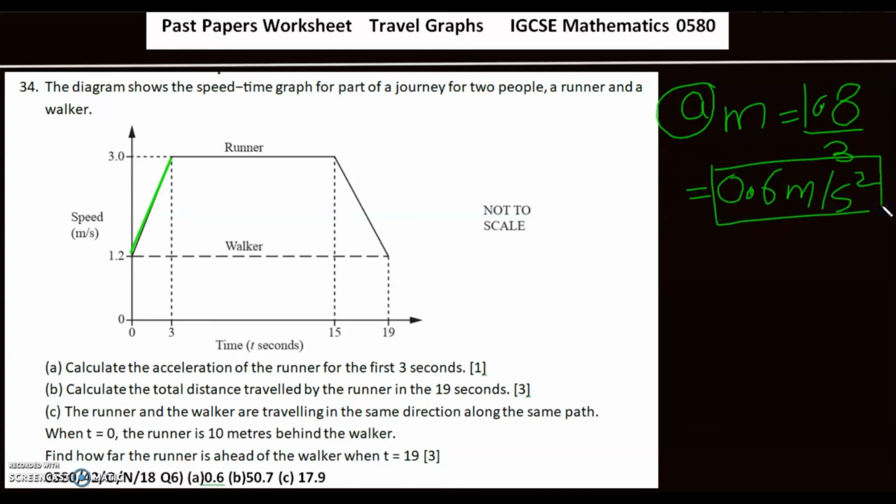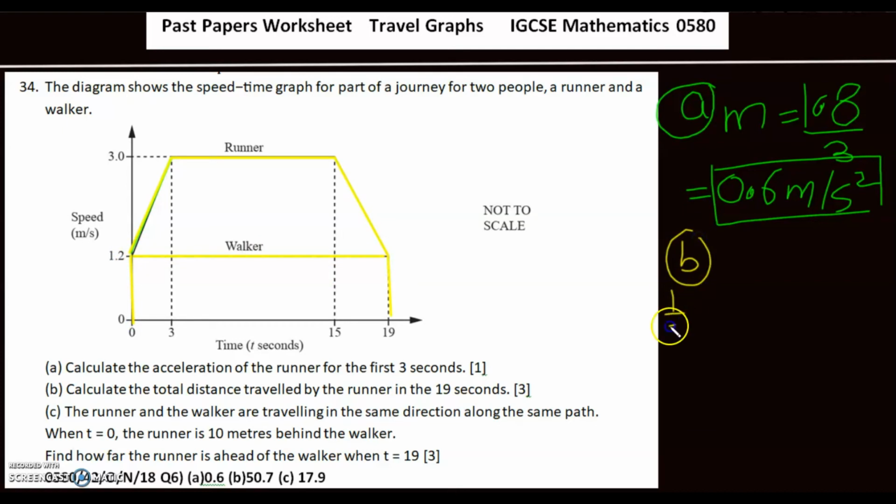Part B, calculate the total distance traveled by the runner in the 19 seconds. So now we'll be finding area under the graph for the runner. So that's the area of this shape. So we have a trapezium and underneath that we have a rectangle. So we will be finding these two areas and adding them.